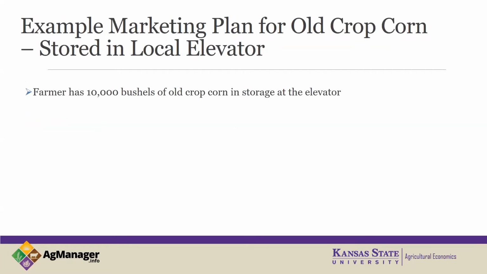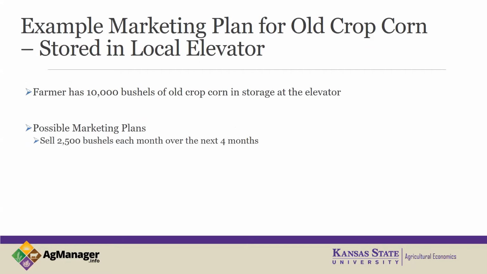Okay, so the example that we're going to go through first is old crop corn that you have stored in an elevator. We're going to make this pretty straightforward and simple. We have a farmer that has, for example, 10,000 bushels of old crop corn stored at the elevator. Here are some possible marketing plans that might work for that 10,000 bushels. Remember what we said, it might be easier if you divide it into increments. What we've done here is divide it four times, or sell 2,500 bushels each month over the next four months. Then you have some pretty steady income coming in.